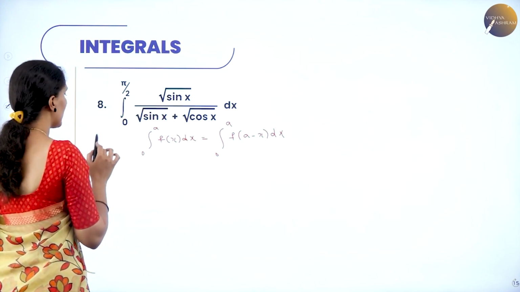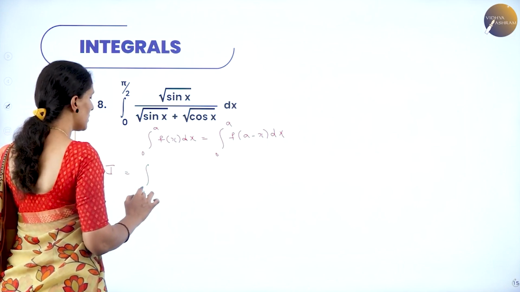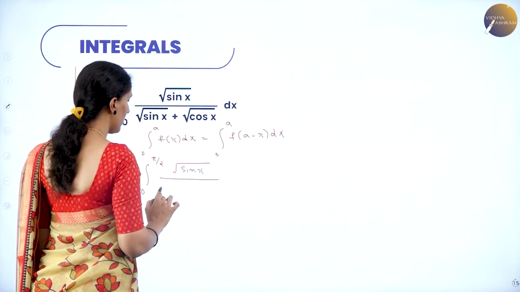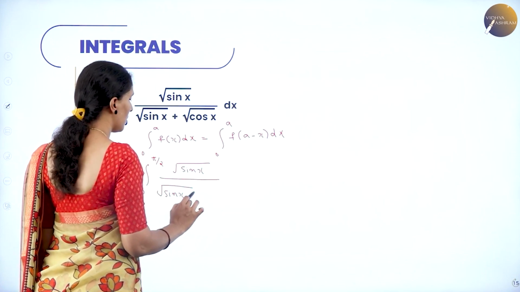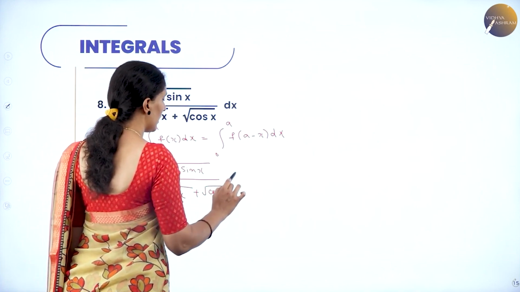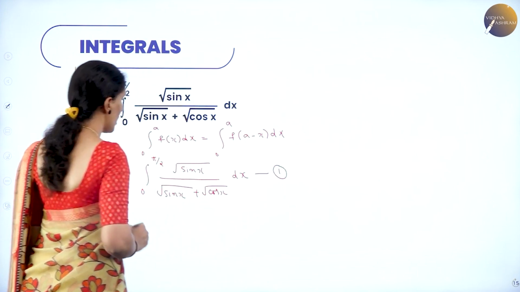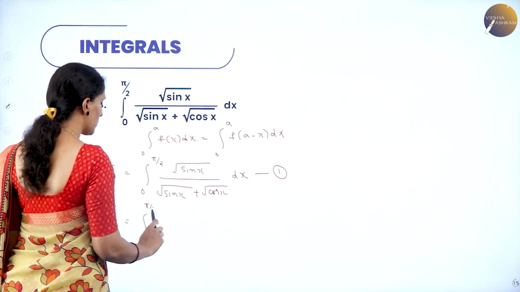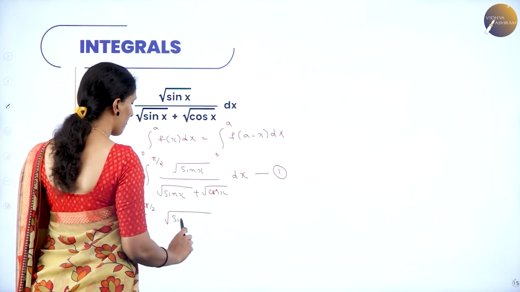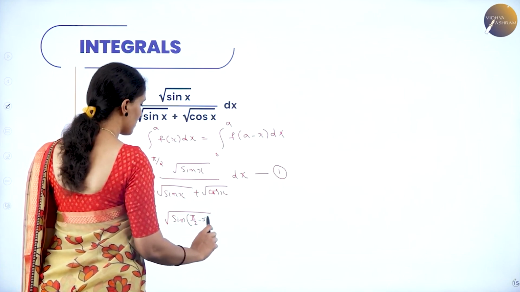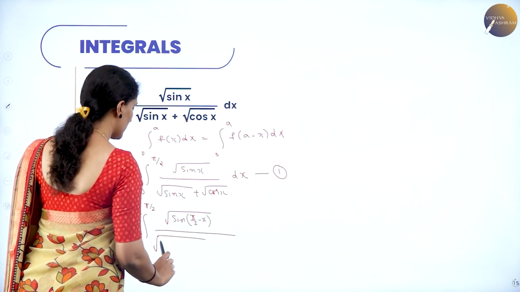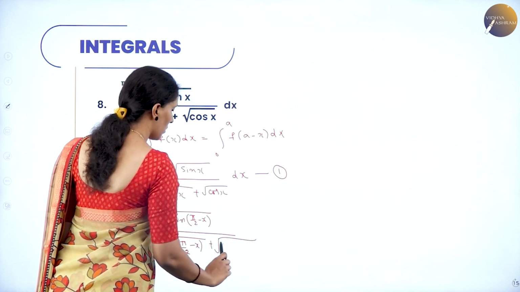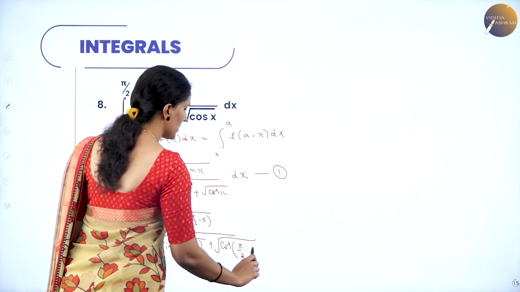So let me take this integral as I is equal to the integral from 0 to pi by 2 of root sin x divided by root sin x plus root cos x dx. Let me take this as equation 1. Now apply the fourth property, then it becomes the integral from 0 to pi by 2 of root sin of pi by 2 minus x, divided by root sin of pi by 2 minus x plus root cos of pi by 2 minus x.